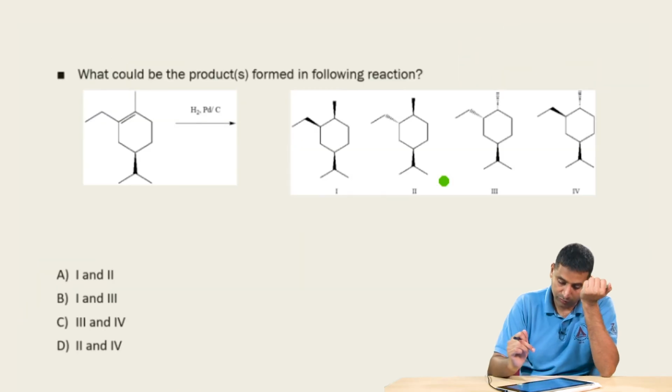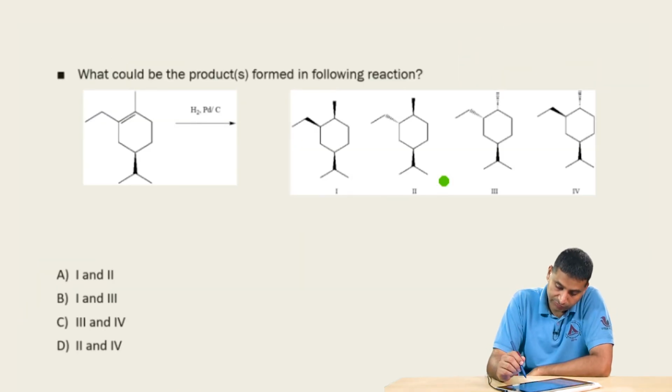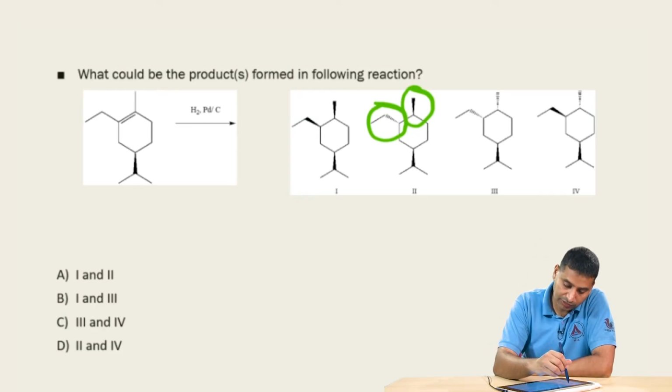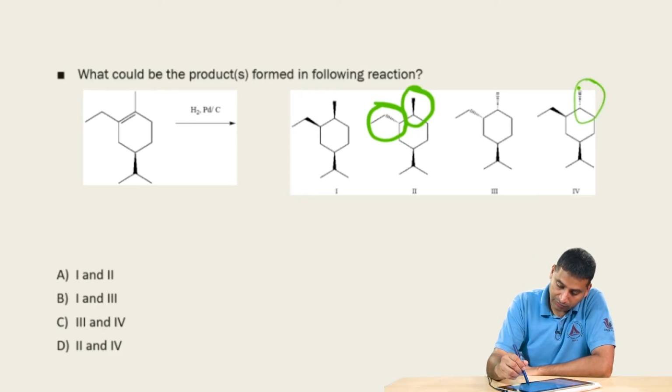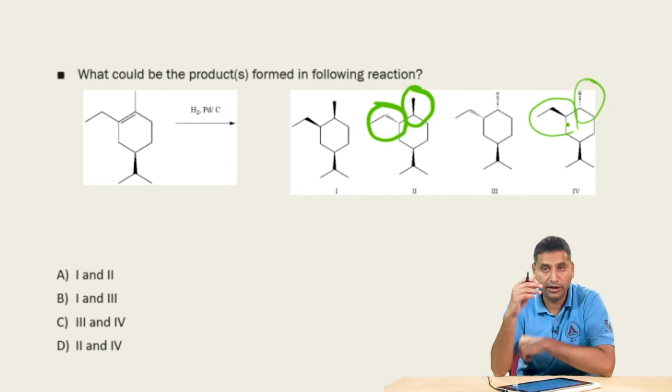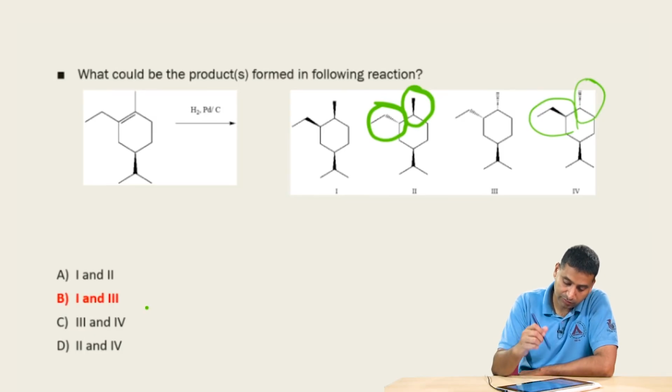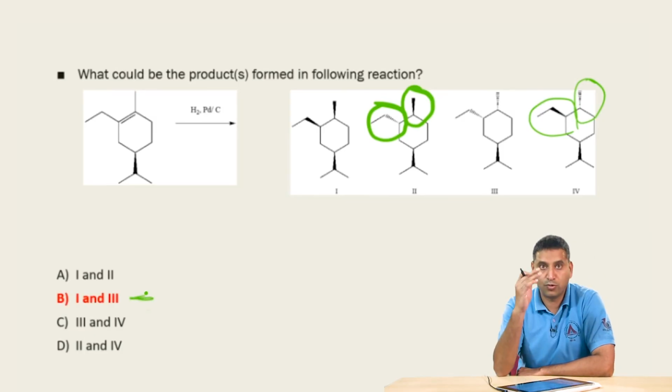If you go back and look at the solutions given here, this possibility can be ruled out because the methyl and the ethyl are actually anti to one another, which is not possible based on the mechanism that we have proposed. Similarly, this methyl and this ethyl here are again trans to one another, which is again not possible. Therefore, the correct answer here is B, which is 1 and 3.